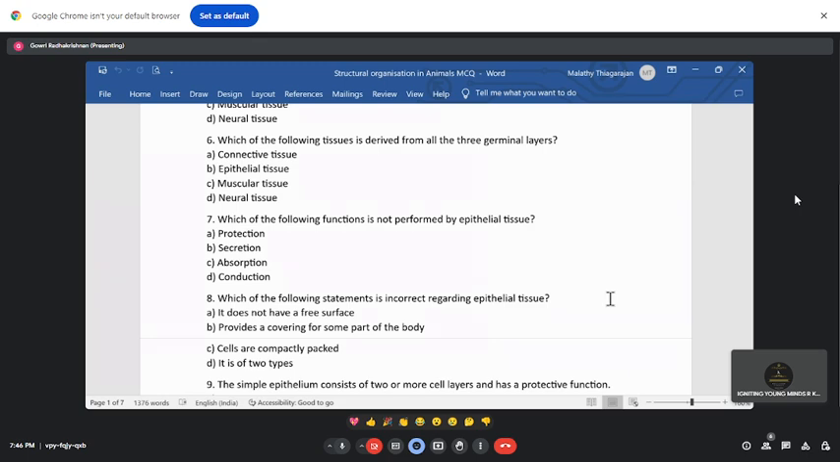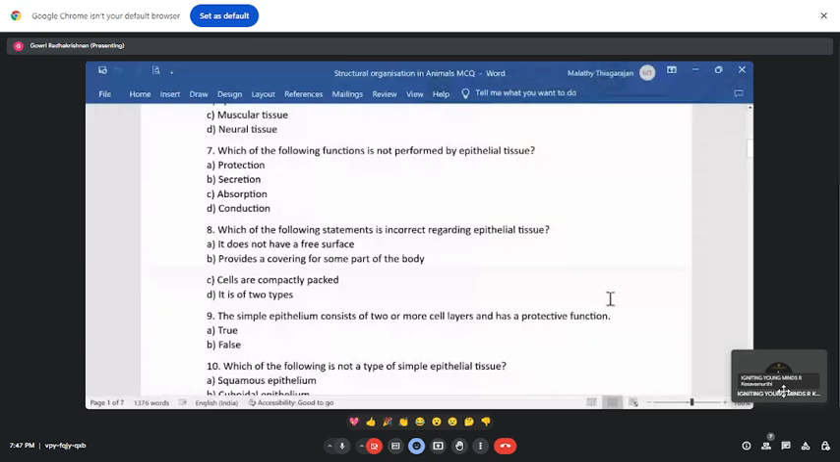Epithelial tissue, ma'am. Yes, epithelial tissue is derived from all three: endoderm, mesoderm, and ectoderm. Neural tissue is derived from ectoderm. Muscular and connective tissue are derived from mesoderm and endoderm.